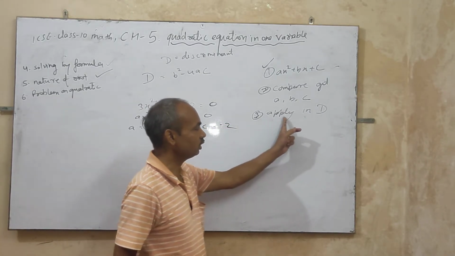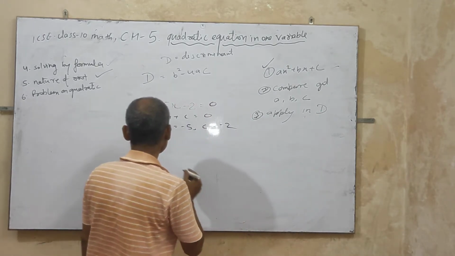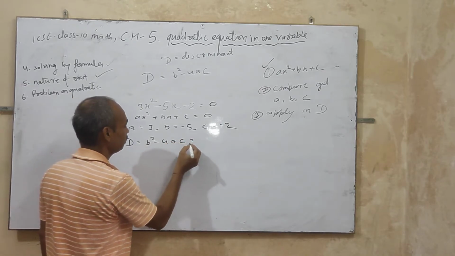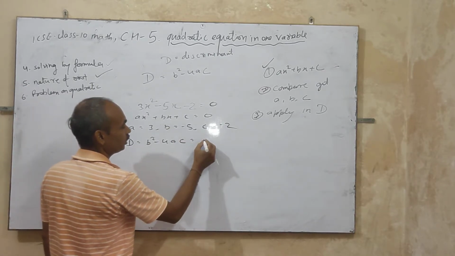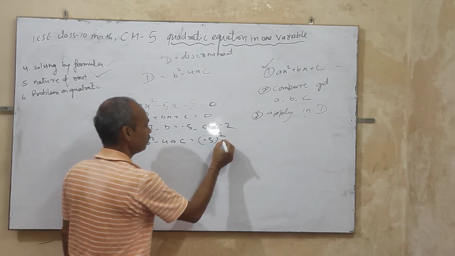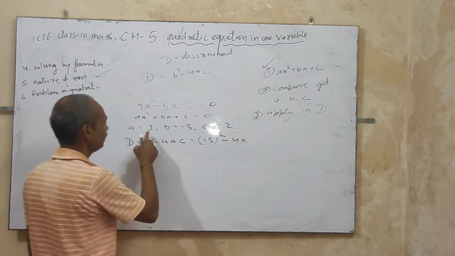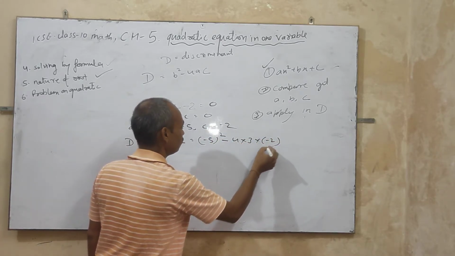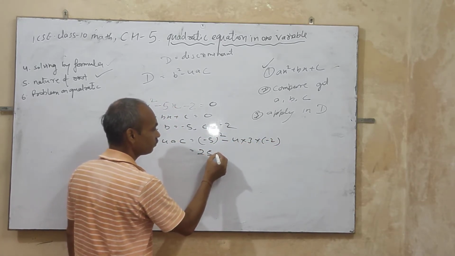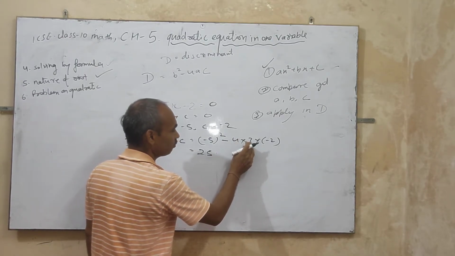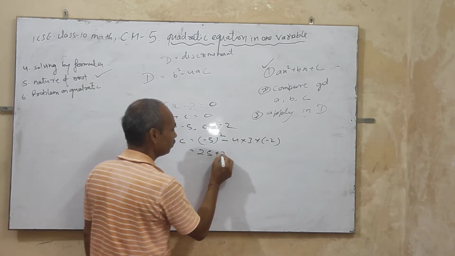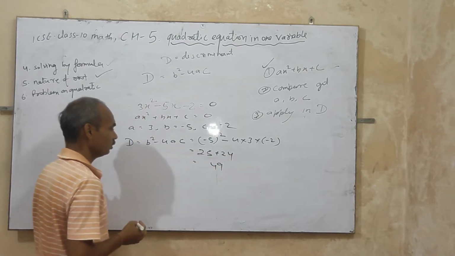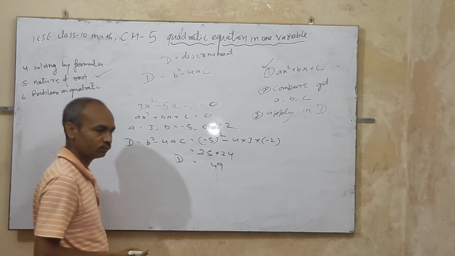And the third point, apply the D. D is equal to b square minus 4ac, which is minus 5 square minus 4 into 3 into minus 2. 25 plus 4 times 3 is 12, 12 times 2 is 24, is equal to 49. The value of D is 49.